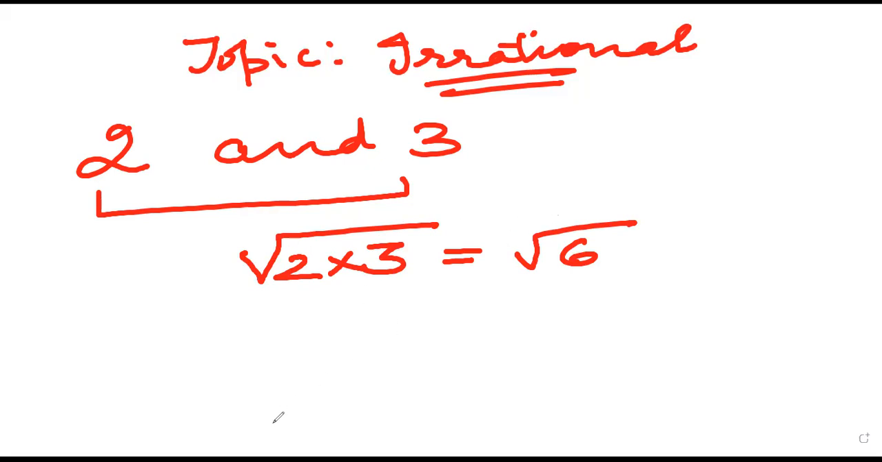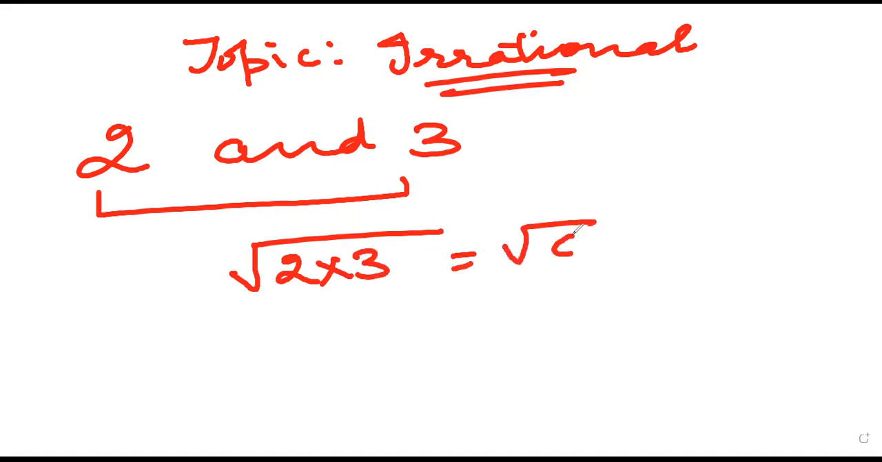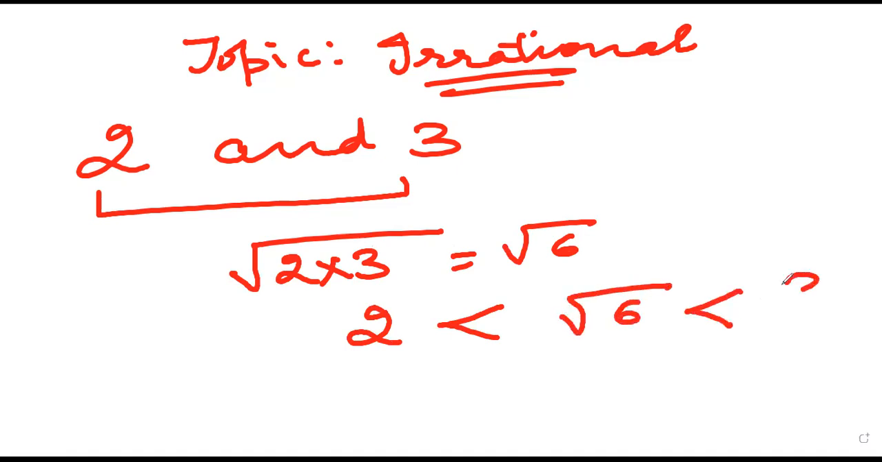I repeat one more time here. Now, children, if you want to find an irrational number between these two numbers, what you will do? The irrational number will be square root of 2 multiplied by 3. So that is root 6. So it means, children, root 6 is going to lie between 2 and 3.